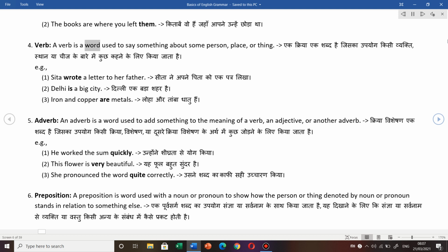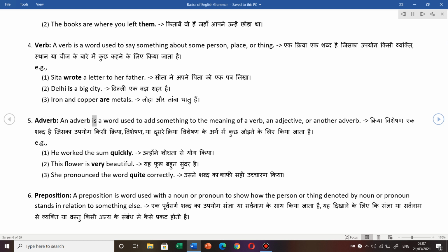Verb. A verb is a word used to say something about some person, place, or thing. For example, Sita wrote a letter to her father. Delhi is a big city. Iron and copper are metals.